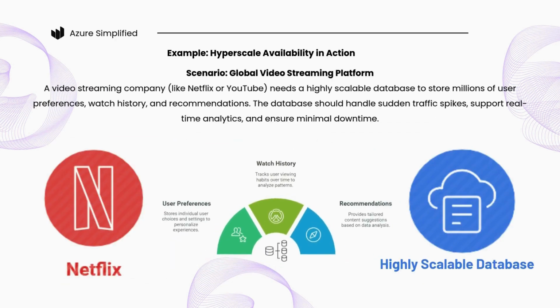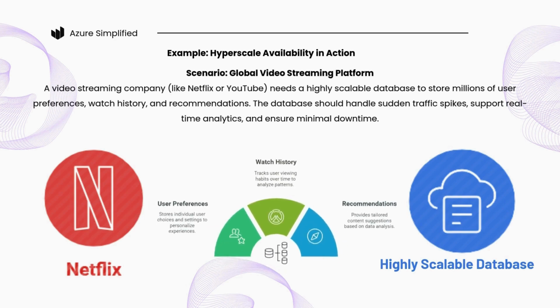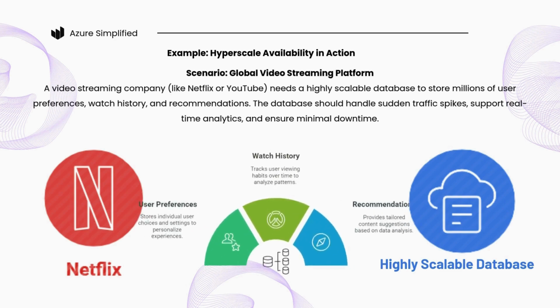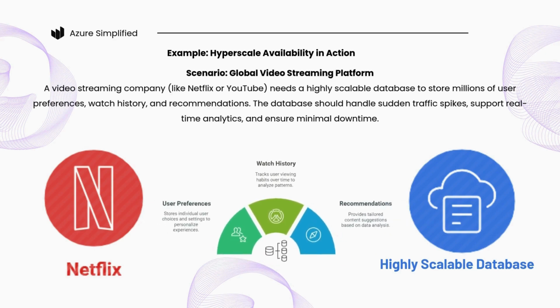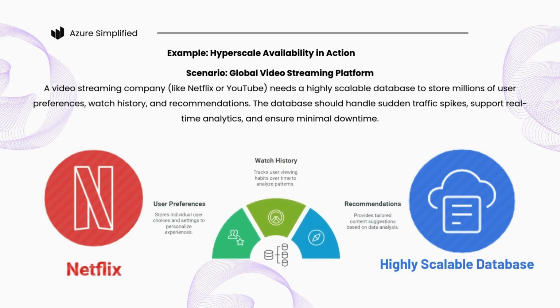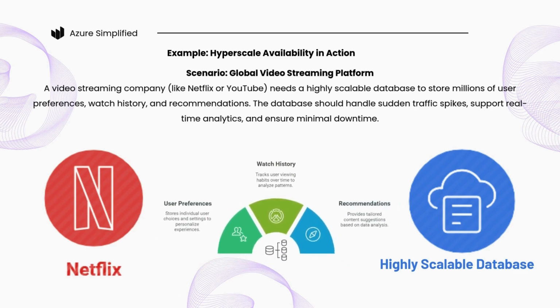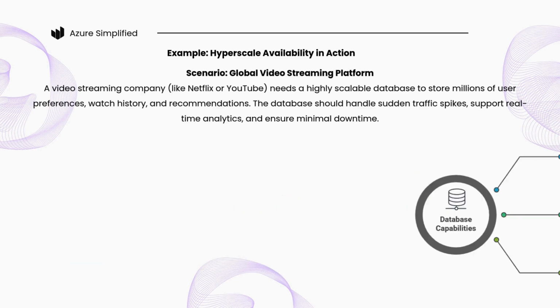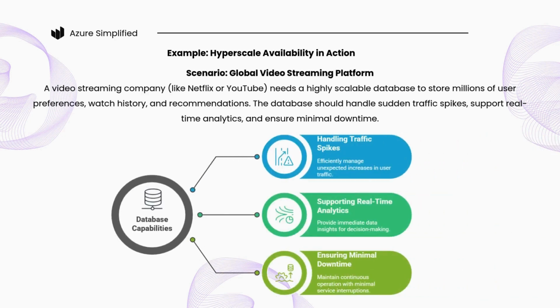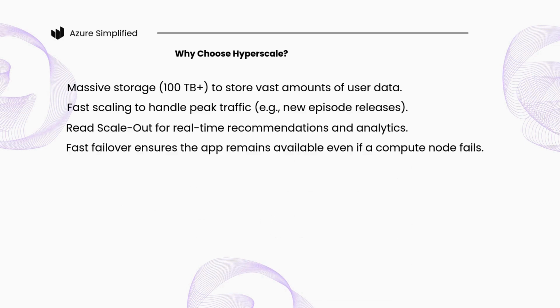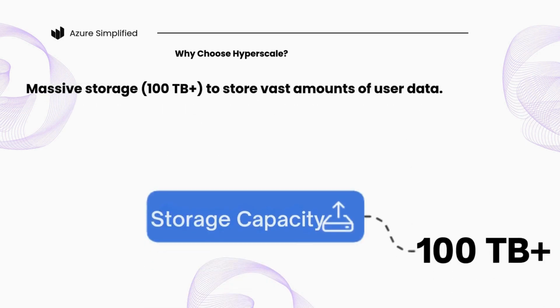Example, Hyperscale availability in action. Scenario, global video streaming platform. A video streaming company, like Netflix or YouTube, needs a highly scalable database to store millions of user preferences, watch history, and recommendations. The database should handle sudden traffic spikes, support real-time analytics, and ensure minimal downtime. Why choose Hyperscale? Massive storage, 100 terabytes plus, to store vast amounts of user data.